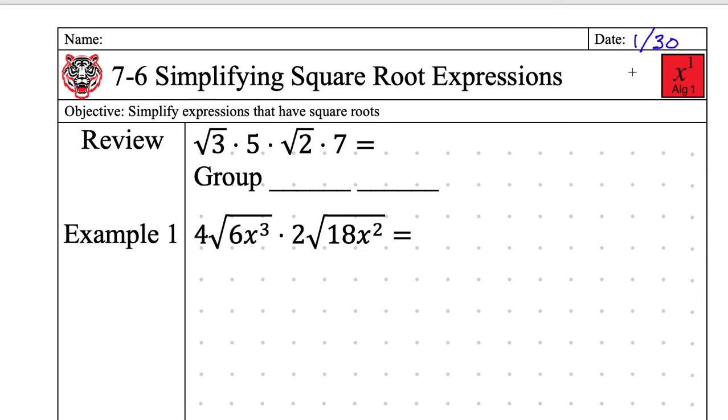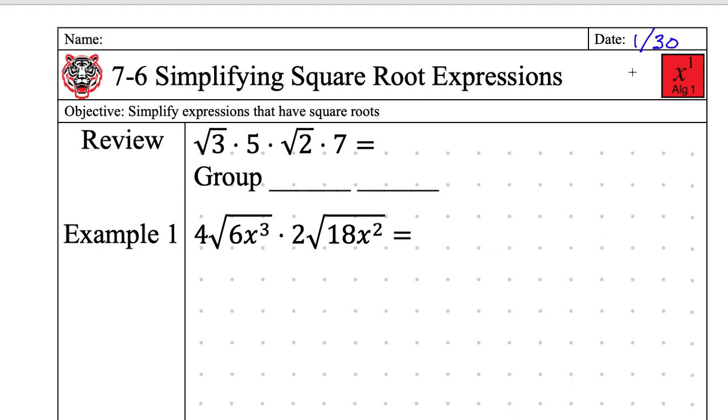January 30th, 2020. We are simplifying square root expressions, kind of our final segment in our saga of learning about square roots. So our objective today, Wyatt had it again first: simplify expressions that have square roots. Yeah, it's as simple as I can get it there. So let's do a bit of review.